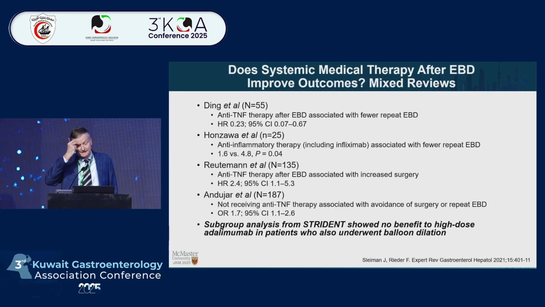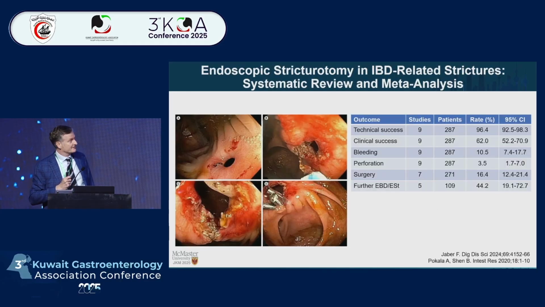Just to keep moving, and I think maybe I'll skip that in the interest of time, endoscopic stricturotomy, I should say, in IBD-related strictures. This was another systematic review. Again, no clinical trials here. This is all observational data. Decent rates of technical success, but significant rates of potential complication, and a lot of these patients do eventually go to surgery. This wouldn't be considered a standard approach to managing strictures.